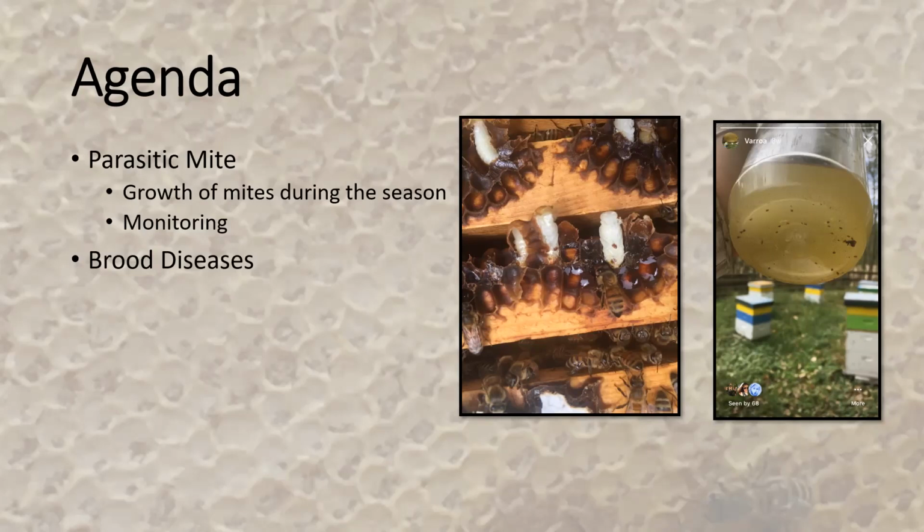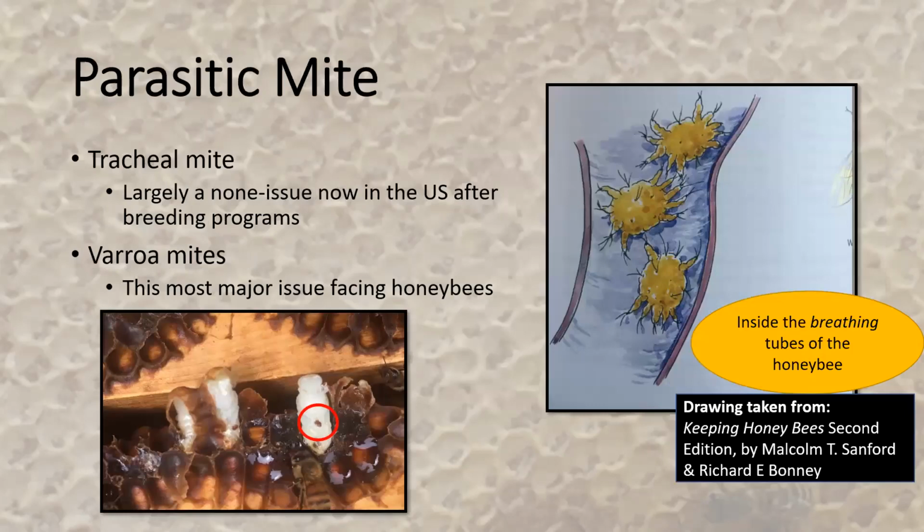We're going to briefly touch upon the brood diseases because 95% of the issues that you are facing as a beekeeper are the parasitic mites, the varroa mites. So we're going to touch upon it, but we're really going to be focusing on the varroa mites. Varroa mites are one of 2 parasitic mites that are inside of the hive. This is the first and the last time, really, I'm going to talk about tracheal mites.